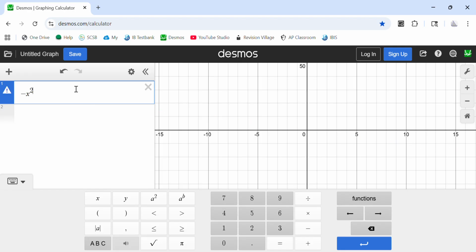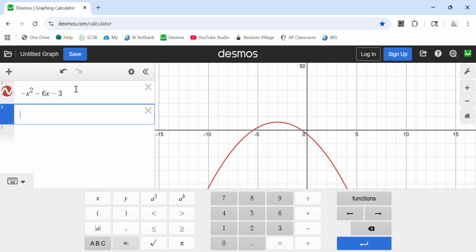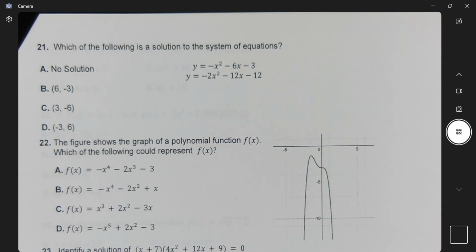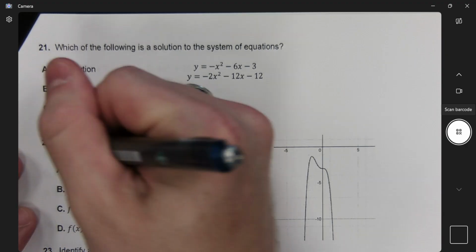So -x squared minus 6x minus 3, hit enter to get to the next one. -2x squared minus 12x minus 12. And as you can see, these two graphs touch exactly one time. They have the same vertex, -3, 6. -3, 6. Answer D.